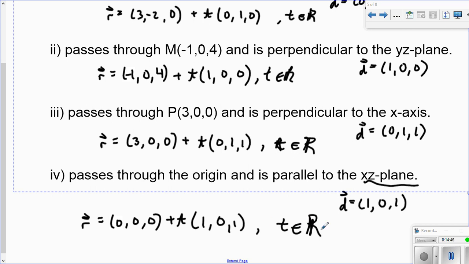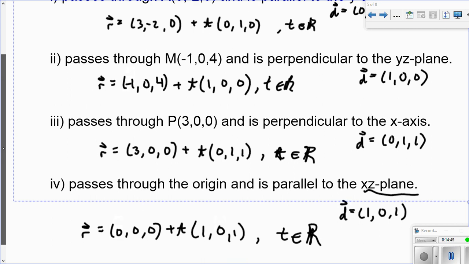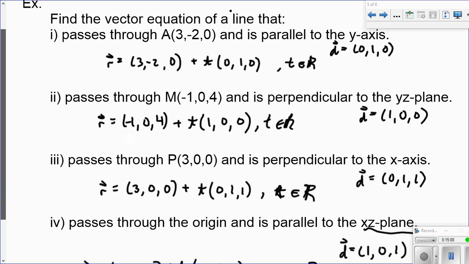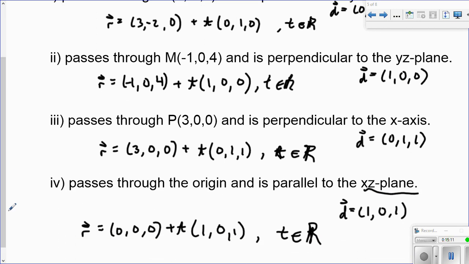All right, that's kind of a quick way. It's better explained in the textbook and the chapter, and the online lesson. But if I've got parallel to the y-axis, it's going along 0, 1, 0. If it's perpendicular to the yz plane, it means it's going along the x-axis, that's 1, 0, 0. If it's perpendicular to the x-axis, that means it lies in the yz plane, and that's the direction vector 0, 1, 1. And if it's parallel to the xz plane, it means it lies in the xz plane, and that's 1, 0, 1.